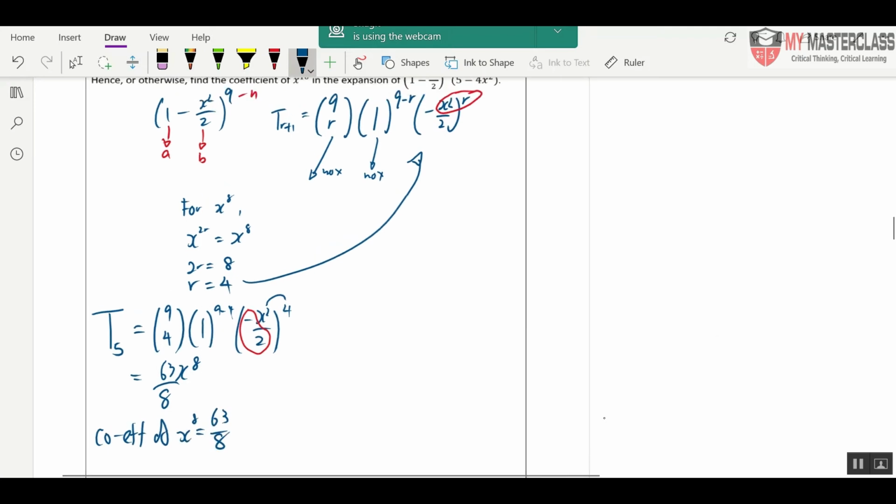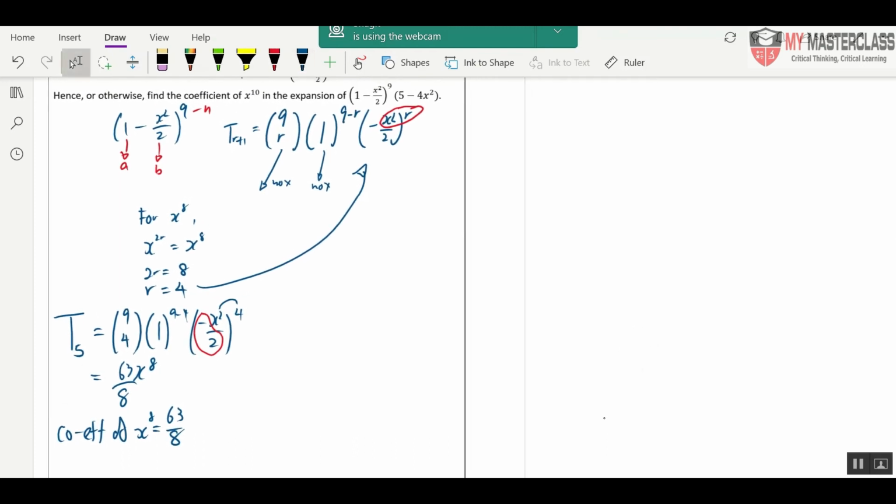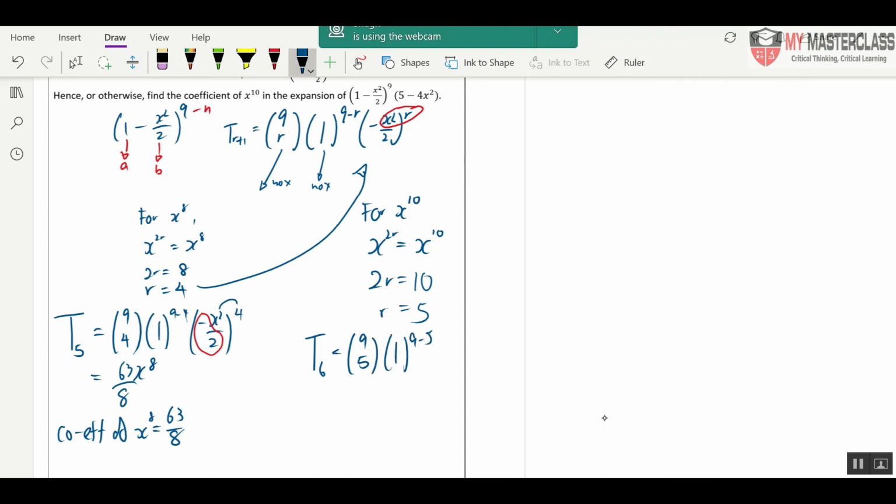Okay, for the next guy, do I have to do the whole t r plus 1 again? No need. All I need to do is for x to the power of 10, my x to the power of 2r is equal to x to the power of 10. This is what I do, equate the power of the x's together. So 2r is equal to 10, r is equal to 5. Which means that now I put in t when r equals 5, this is t6 is equal to 9 choose 5, 1 to the power of 9 minus 5, negative x squared over 2 to the power of 5.